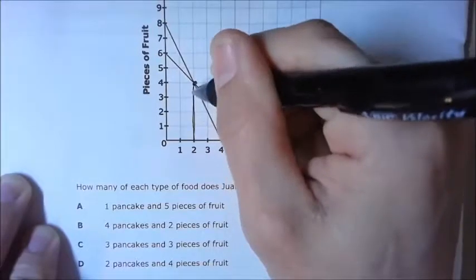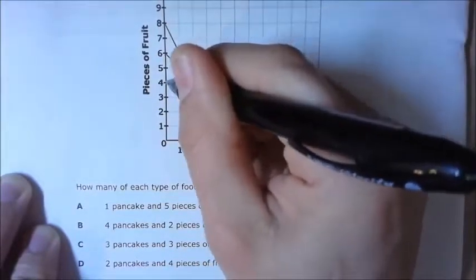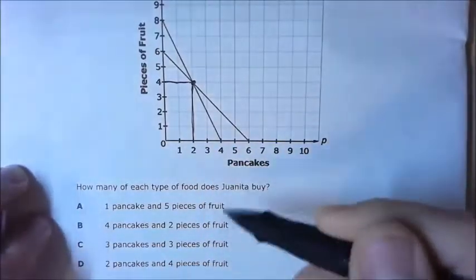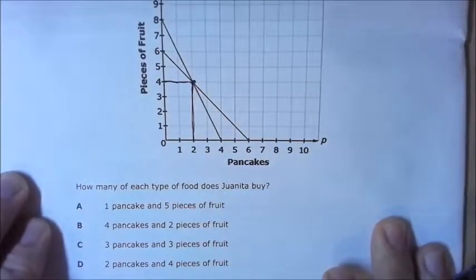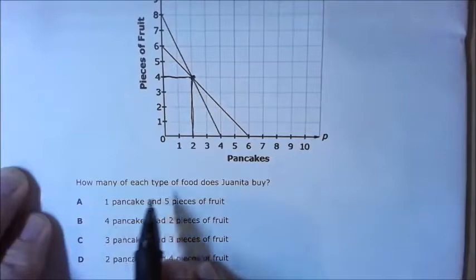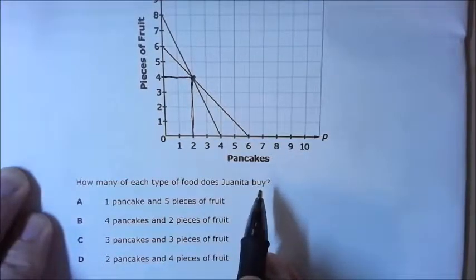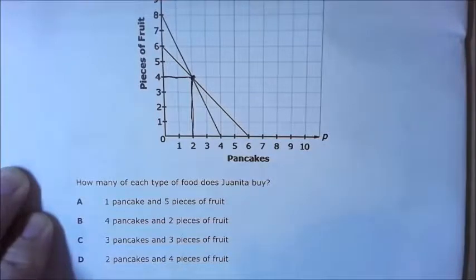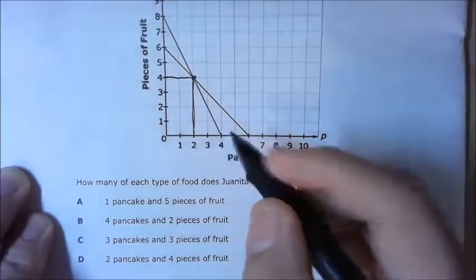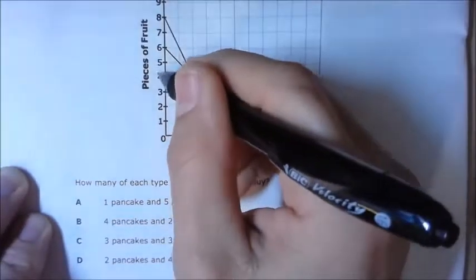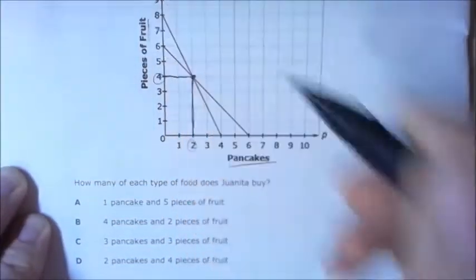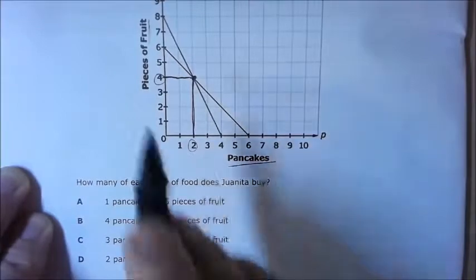So that goes to 2 and that goes to 4. So whatever we do, no matter what these statements are, it's going to have something to do with 2 and 4, that ordered pair. So let's take a look. It says how many of each type of food does Juanita buy? So what type of food does she buy? Okay, well, we have 2 down here, and that's going to be pancakes. And we have 4 up here, and that's going to be pieces of fruit. So she's going to buy 2 pancakes and 4 pieces of fruit.